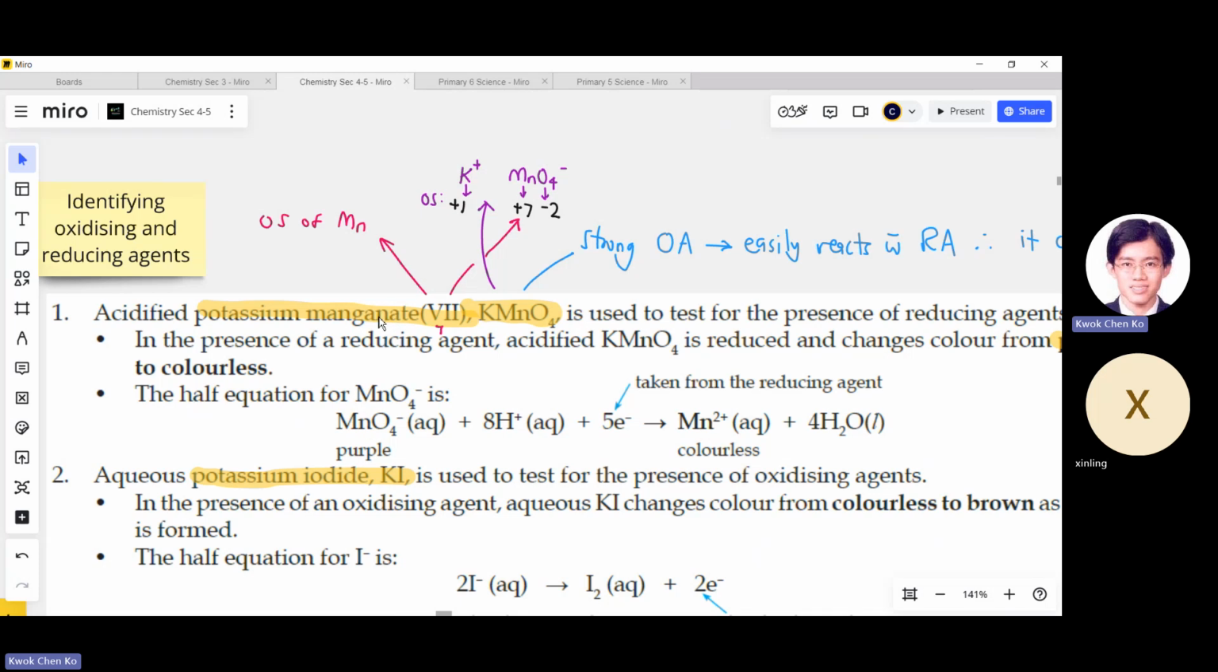Now, all of you have done QA, right? Have you? Qualitative analysis, the chapter. Qualitative analysis, test for anions, cations, gases. No, not yet. Oh, okay, that means not yet. Now, remember your QA, which test involves the use of KMnO4? Cl2. Which one? Not Cl2. Anyone can remember? Oh, nobody remembers.